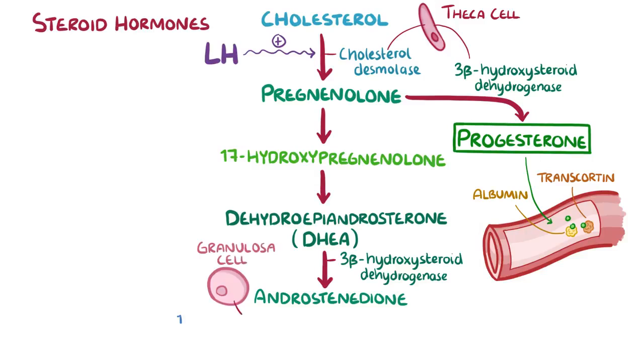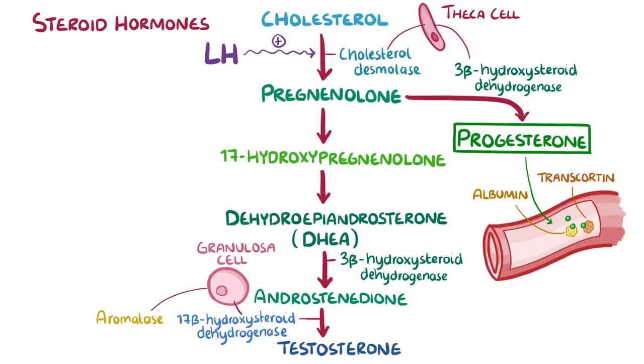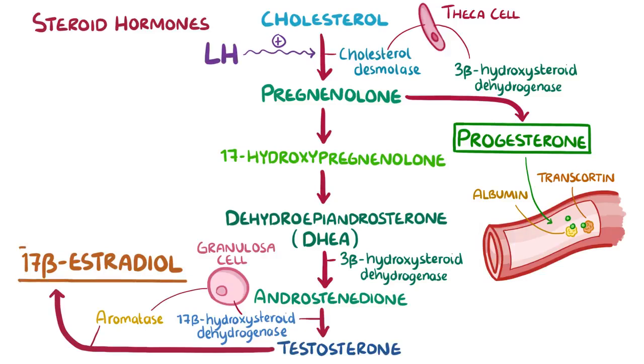The first is 17-beta-hydroxysteroid dehydrogenase, which converts androstenedione into testosterone, and the second is aromatase, which converts testosterone into 17-beta-estradiol, the most biologically active type of estrogen active during the reproductive period. Now, FSH makes aromatase work overtime.